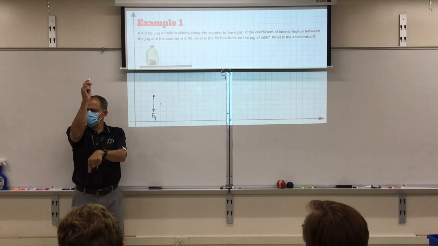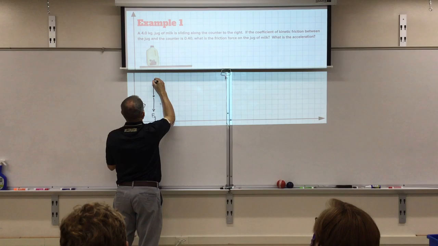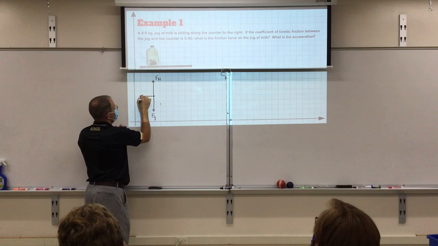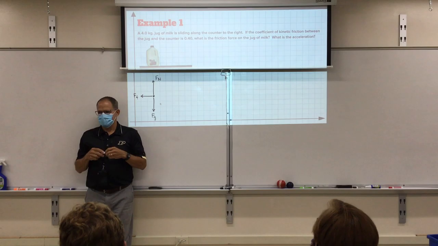Is the milk jug accelerating downwards? No. So there's something pushing up. What is it, Jaden? Normal. The normal force due to the counter, right? The counter is a solid surface. That's the normal force. What other forces are on there, Damon? Friction. Which way? Any more, Damon?